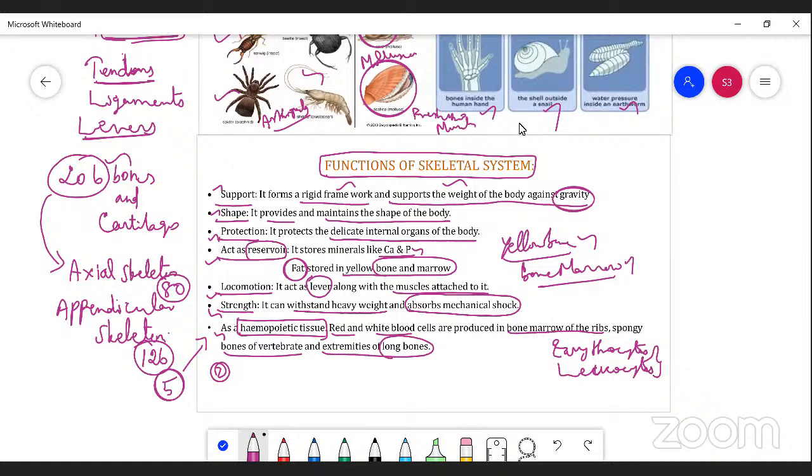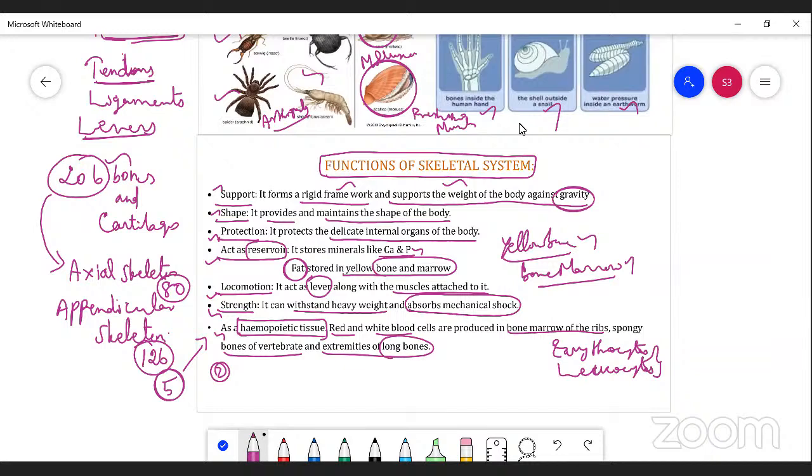These are the functions of the skeletal system. What are the functions? First one is support. Second one is shape. It gives shape to the body and gives protection to the body, and acts as a reservoir, so a large amount of minerals like calcium and phosphorus are stored in the bone, and fat is stored in the yellow bone marrow. It acts as a lever, because it attaches to the muscles. Next, strength: it withstands heavy weight as well as absorbs mechanical shock.